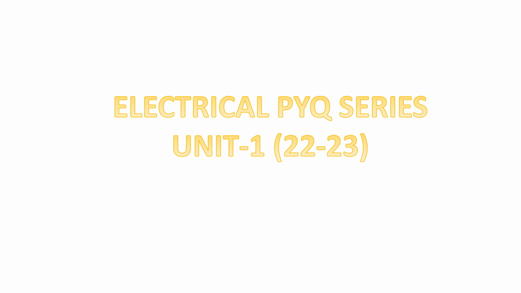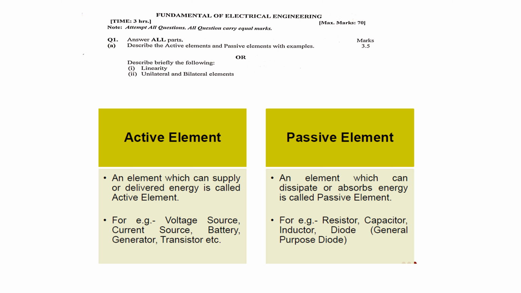So let's begin with question 1, which is to describe active and passive elements. Write whatever is given in the definition, because you don't have to write the definition on your own understanding, or you will not get the whole marks. It is written active element, so you have to write an element, because if you write something else, like an object or other things, you will not get the marks here. Element is the important point.